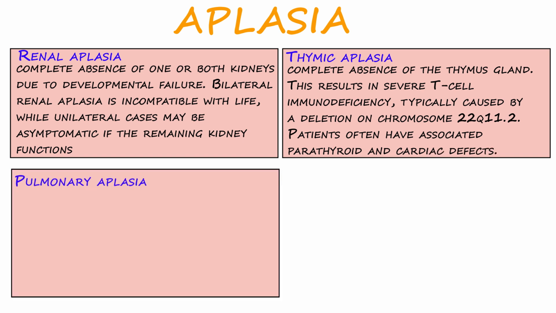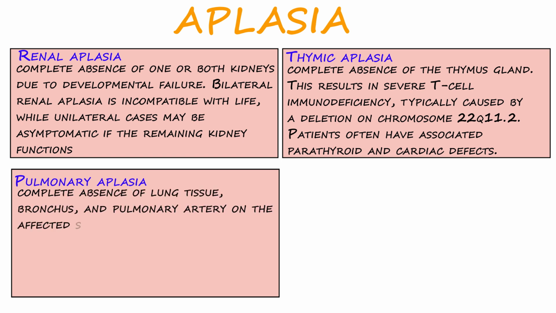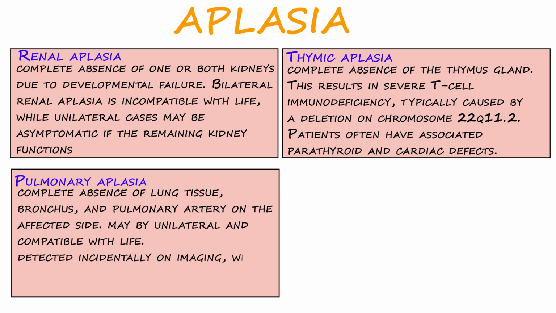Pulmonary aplasia refers to the complete absence of lung tissue, bronchus, and pulmonary artery on the affected side. It is typically unilateral and compatible with life. Many cases are detected incidentally on imaging, while others present with respiratory symptoms.